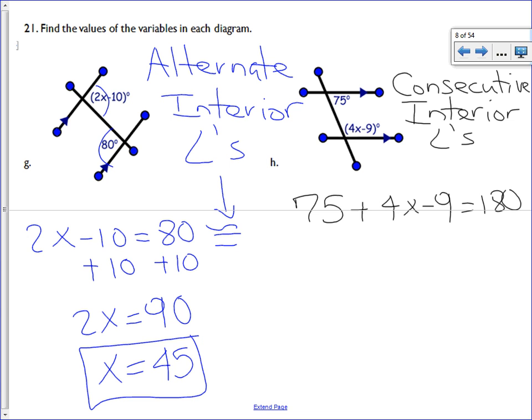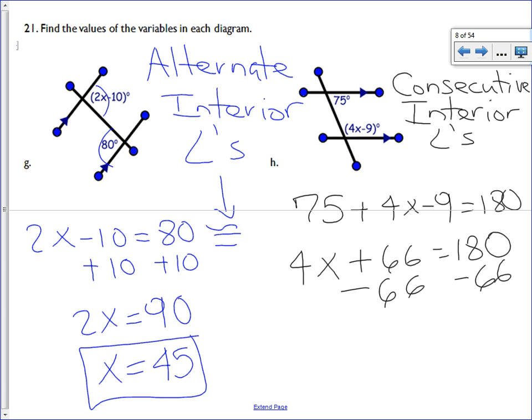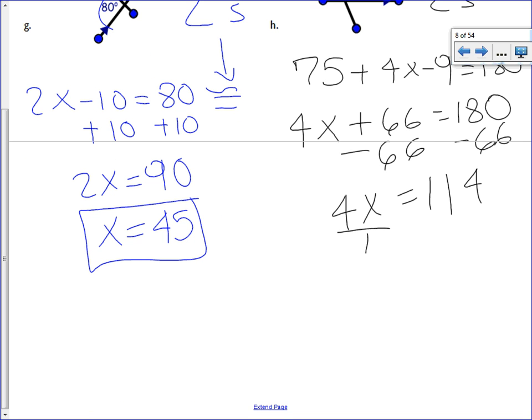So now let's combine like terms. 75 minus 9 is going to be 66. Okay, what do you do next to solve for x? Good. Subtract 66 from both sides. So you get 4x equals 114. Divide by 4. So x is going to be a decimal.